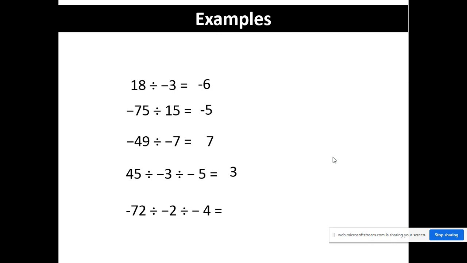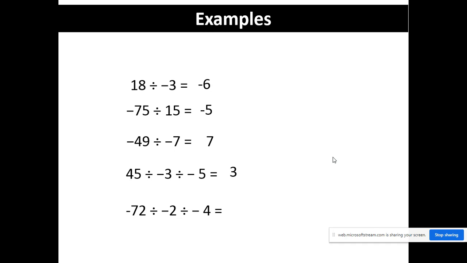So what you can do is compare the last two, or you can compare the first two. So 45 divided by minus 3 is minus 15, and then you're doing minus 15 divided by minus 5, and that will give you positive 3. Does that make sense? So the first two, if you divide 45 divided by minus 3, will give you a negative answer. And then that negative answer of minus 15, if you divide that by minus 5, well, minus 15 divided by minus 5 will be positive 3 because negative divided by negative is positive.